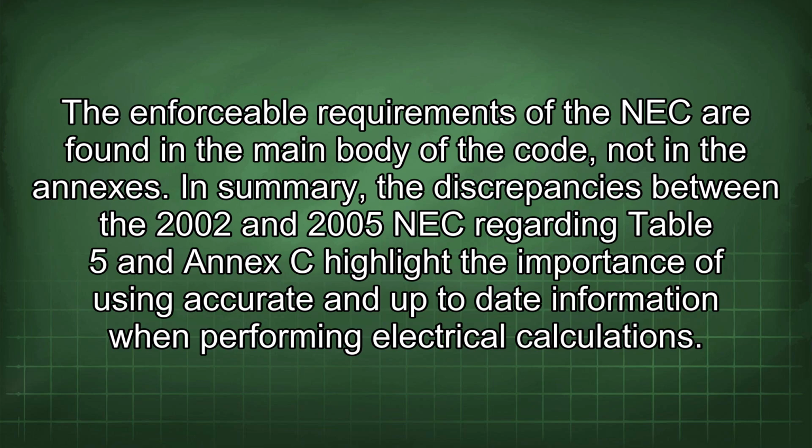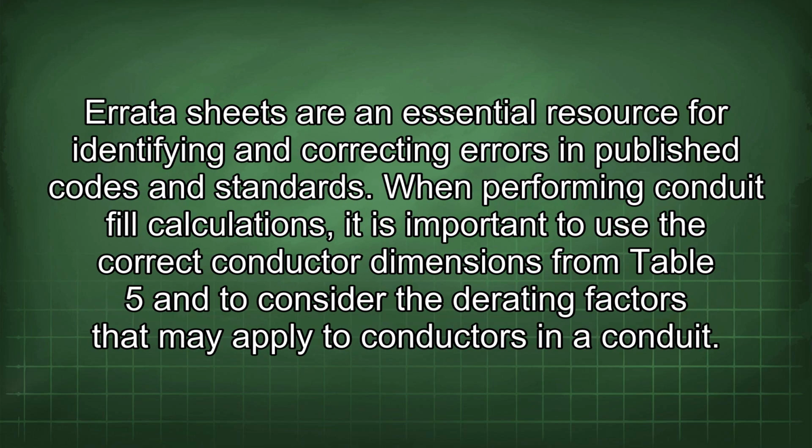In summary, the discrepancies between the 2002 and 2005 NEC regarding Table 5 and Annex C highlight the importance of using accurate and up-to-date information when performing electrical calculations. Errata sheets are an essential resource for identifying and correcting errors in published codes and standards. When performing conduit fill calculations, it is important to use the correct conductor dimensions from Table 5 and to consider the derating factors that may apply to conductors in a conduit.